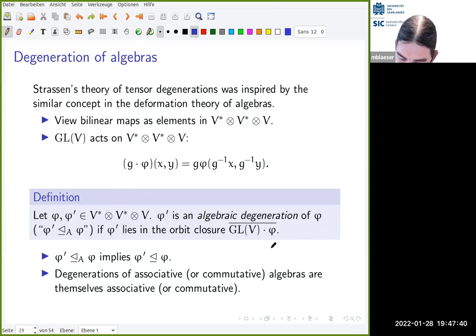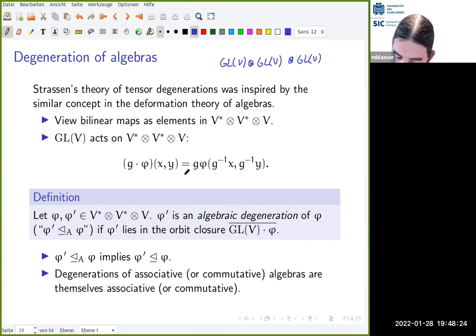So, a little bit of notation. The theory of tensor degenerations by Strassen is essentially inspired by this concept of deformation theory of algebras, where there's one fundamental difference. Namely, in our setting, we have the triple GL_n acting, so there's GL_n V tensor GL_n V tensor GL_n V acting. In the deformation theory of algebras, we typically have only one GL_n acting, and it will act in the same way. Now I have written it here for bilinear forms, so ignore the duals and maybe the inverses here.